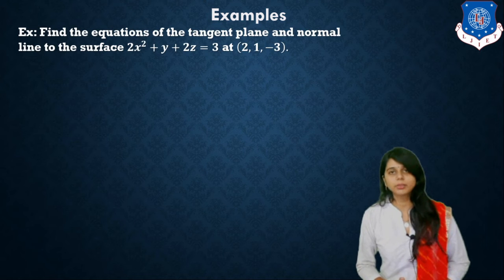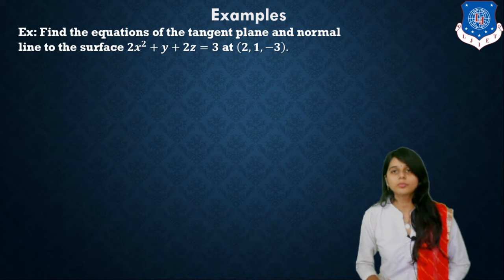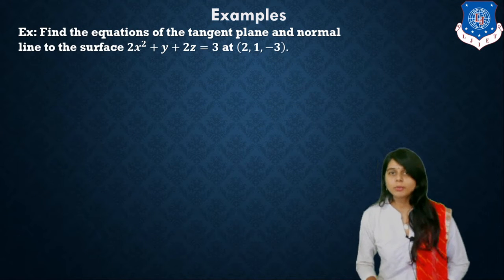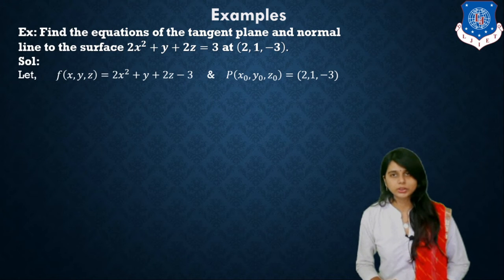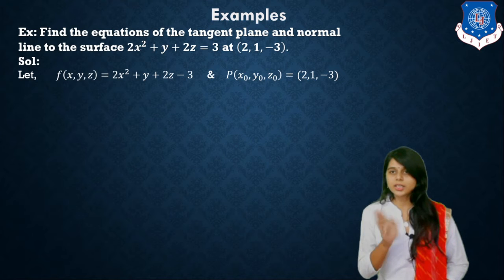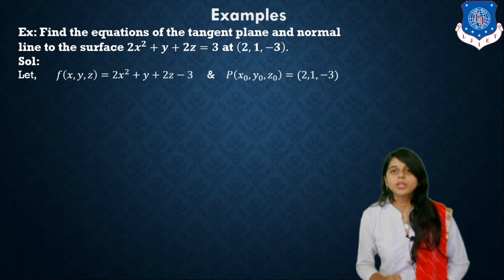Now we are taking an example. Find the equation of the tangent plane and normal line to the surface 2x square plus y plus 2z equal to 3, where point P equals (2, 1, minus 3) with respect to x, y, z. So the solution is: we take the function 2x square plus y plus 2z minus 3, taking 3 to the left side. P(x0, y0, z0) is the point (2, 1, minus 3).